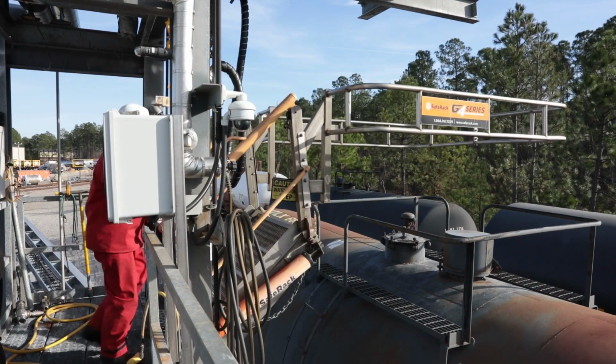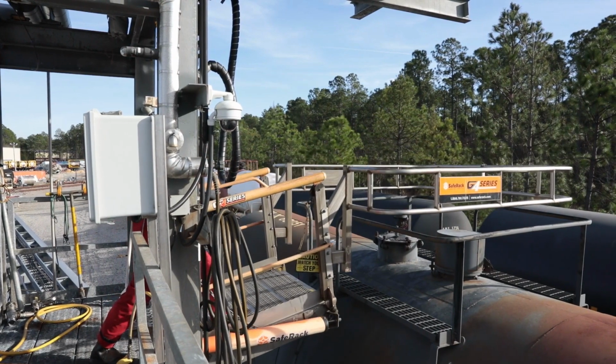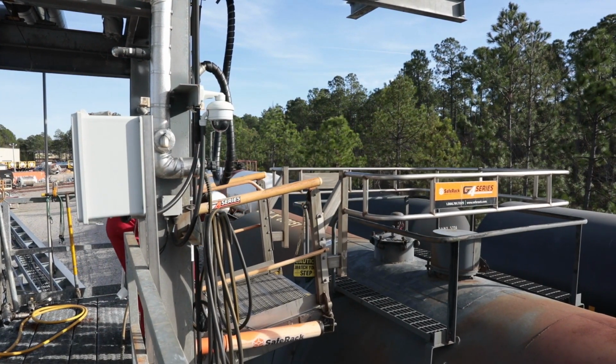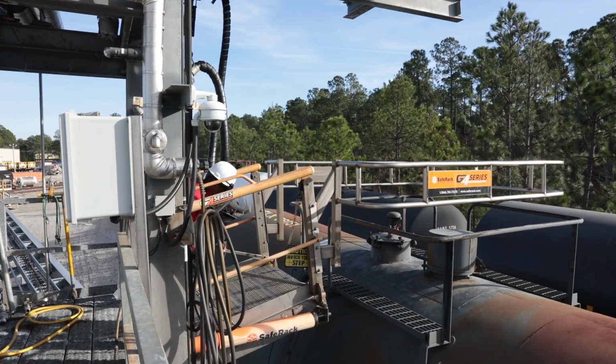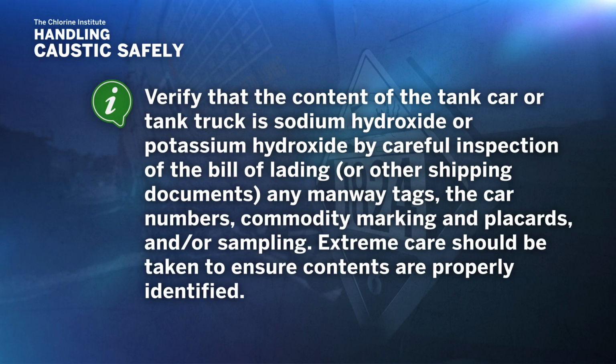Before accessing the top of a tank truck or tank car, ensure that safety fall protection equipment is in place and functioning properly. Before unloading, verify that the contents of the tank car or tank truck is sodium hydroxide or potassium hydroxide by careful inspection of the bill of lading or other shipping documents, any man-way tags, the car numbers, commodity marking and placards, and/or sampling. Extreme care should be taken to ensure that the contents are properly identified.